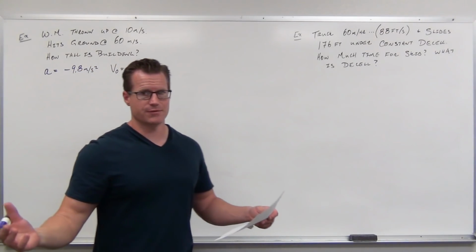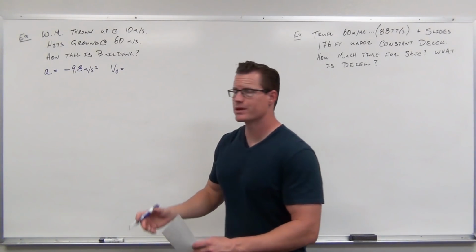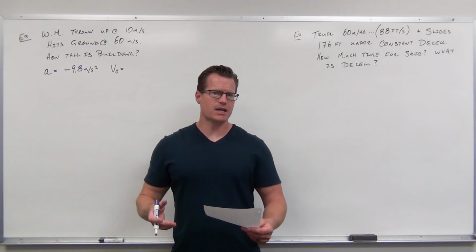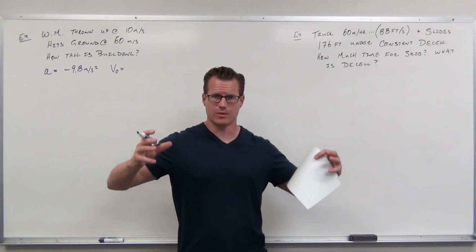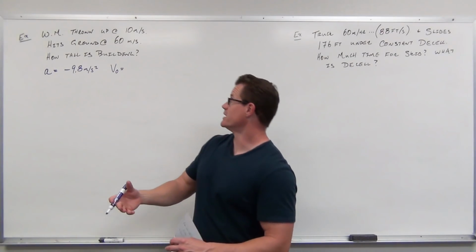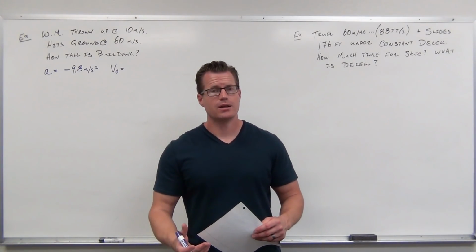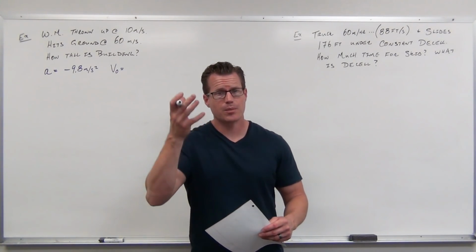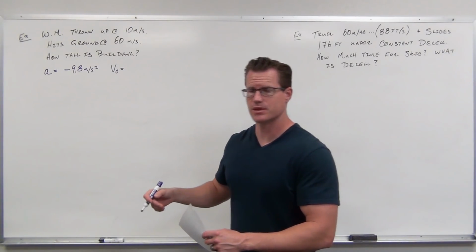Initial velocity, it's given to us. We know that we're throwing this up. Now, positive, negative is important. If we had taken this watermelon and thrown it down, we'd have negative 10 meters per second. Now we know that we're throwing this up at positive 10 meters per second.